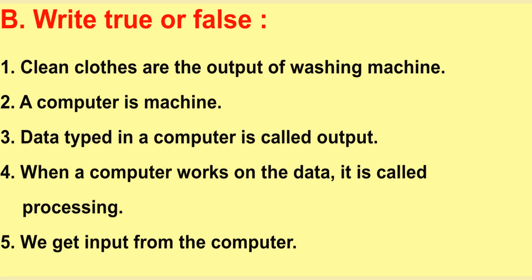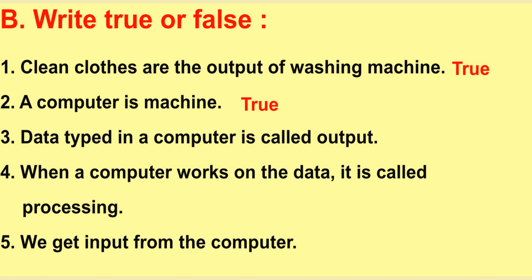We shall now begin write true or false. First statement is, clean clothes are the output of washing machine. And yes, it is true. Second statement is, a computer is a machine. And yes, this is also true.